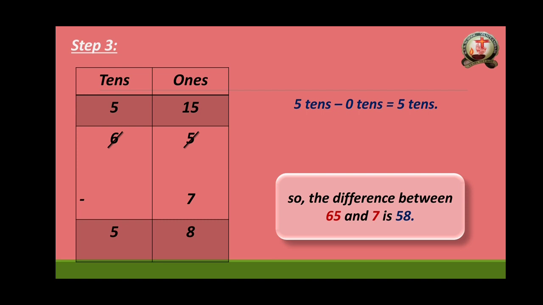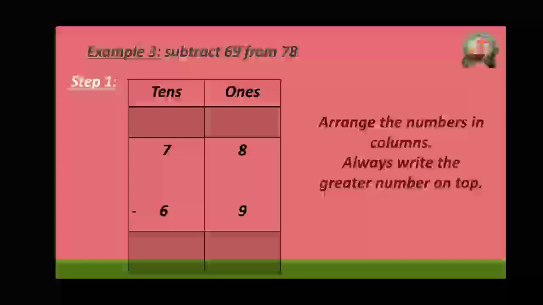Okay. The next example is, subtract 69 from 78. So this is not like the last model, this is a little bit different. So listen carefully. As usual in all the sums, the first step is we have to arrange the numbers in columns and put the greater number on top, right? That is what I have done.